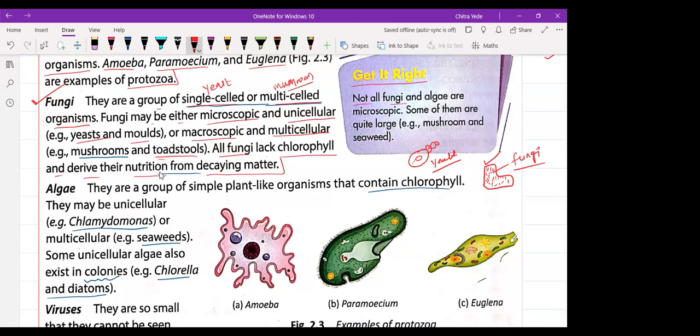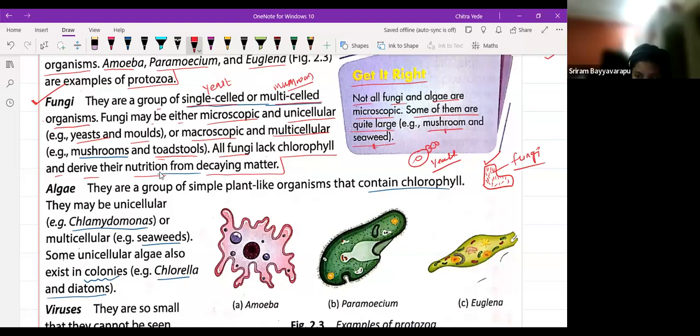Now, not all fungi and algae are microscopic. Some of them are quite large, like mushroom and seaweed. So seaweed is the algae, and mushroom is the fungi.